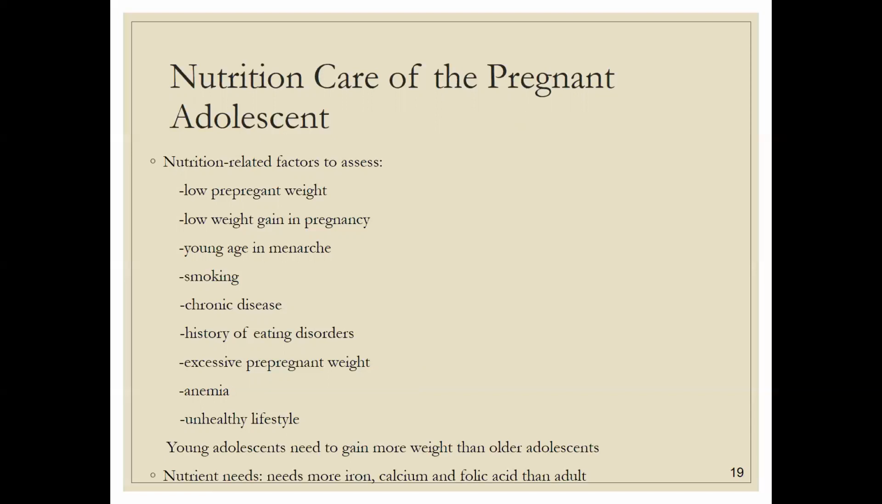So we need to encourage them to take healthful snacks with them or plan out the times that they will eat. Nutrition related factors to assess would be low pre-pregnant weight, low weight gain in the pregnancy, a young age at menarche, if they smoke, chronic diseases, a history of eating disorders, excessive pre-pregnant weight, anemia, or unhealthful lifestyle. Young adolescents need to gain more weight than older adolescents because they're growing themselves, so they need extra nutrients for themselves besides extra nutrients for that baby. They also need more iron, calcium, and folic acid than older adults do.